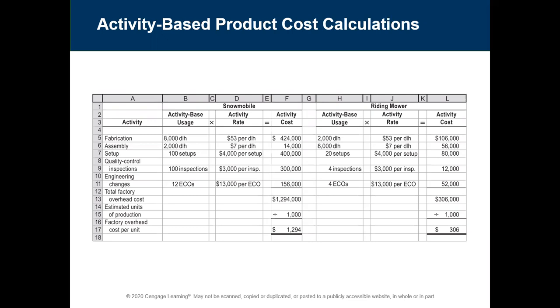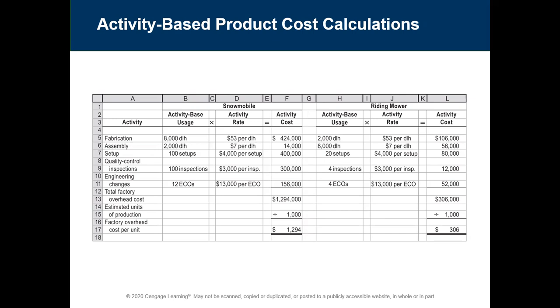Now check this out. Think about this. If we were using a single plant overhead rate, both of these two divisions use the same number of direct labor hours, so we would have split those costs right down the middle. If it was 1.6 million, we would have allocated 800,000 in factory overhead to the snowmobiles and 800,000 in factory overhead to the riding mowers. We'll talk about some really skewing of the numbers.